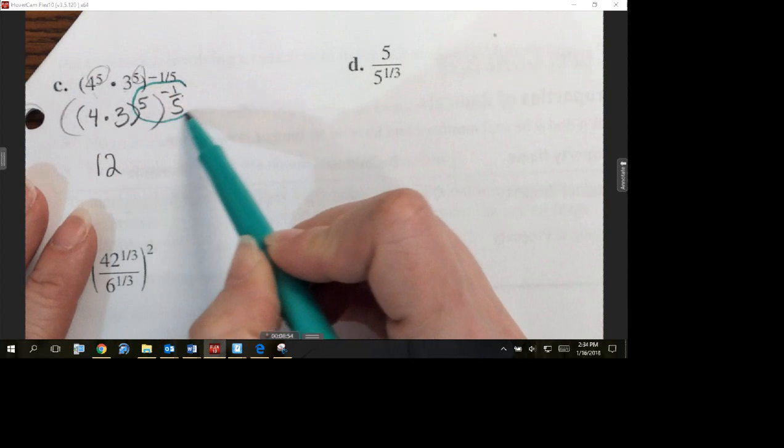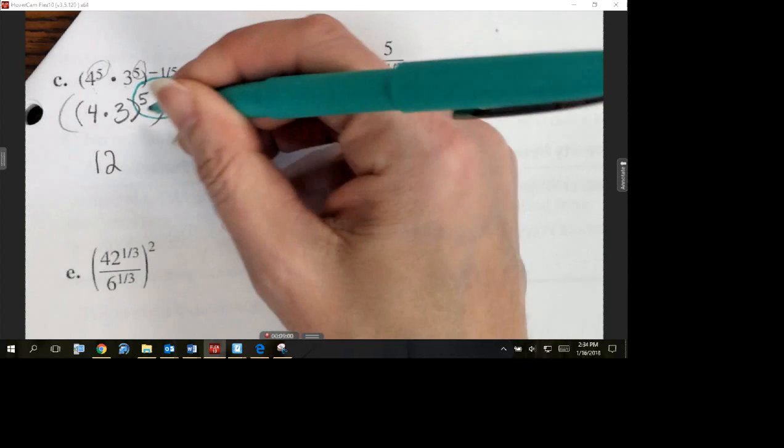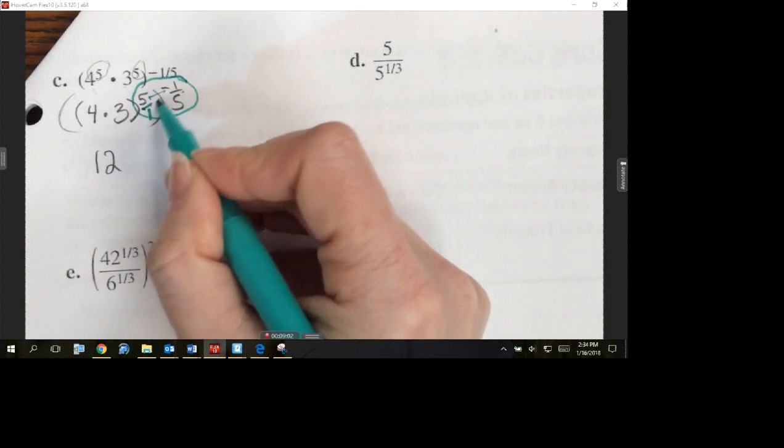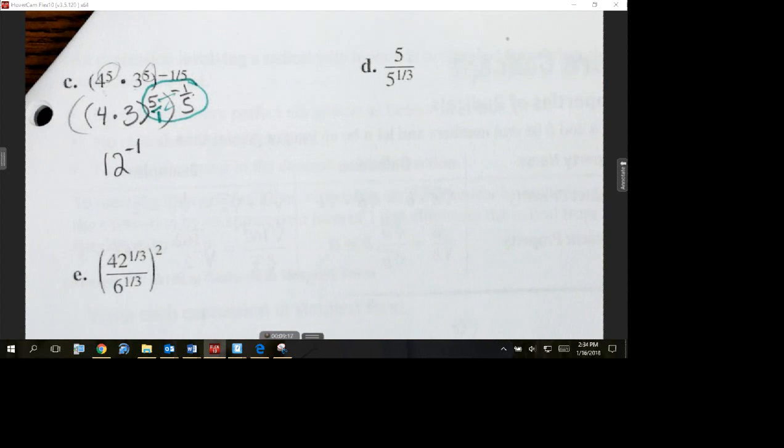Also, what do my powers do? The exponent. They multiply. So I'm going to put 5 over 1 and multiply it straight across. What do I get when I multiply this straight across? I get negative 5 over 5, which is negative 1.